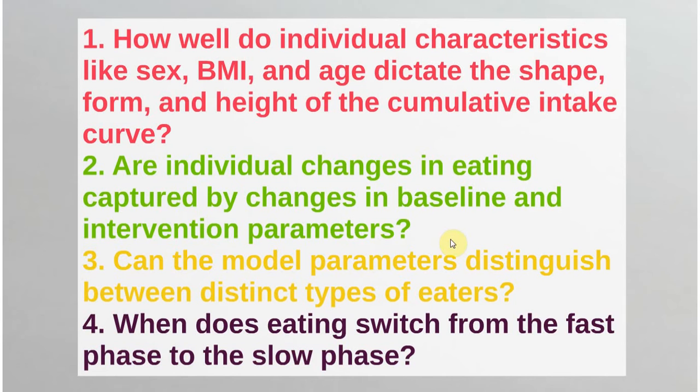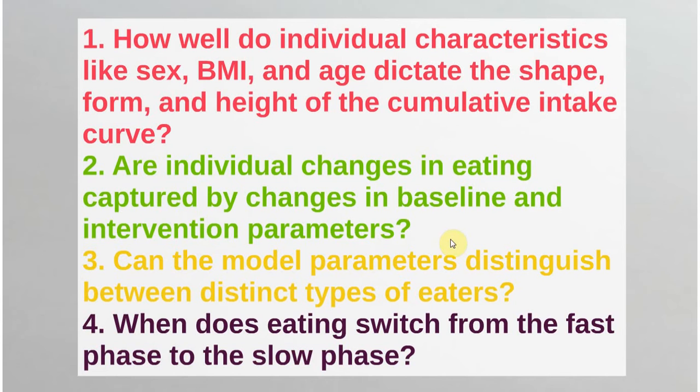Well, we can test that. We can test that using data. Does body mass index actually influence the cumulative intake curve? If it does, I should see that cross-sectionally, that body mass index is an influence on the shape of the curve. And it should affect those parameters. So I can write a model that predicts the theta, the R, and the Emax from gender, body mass index, and age.